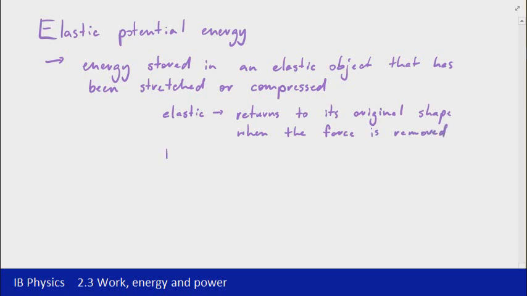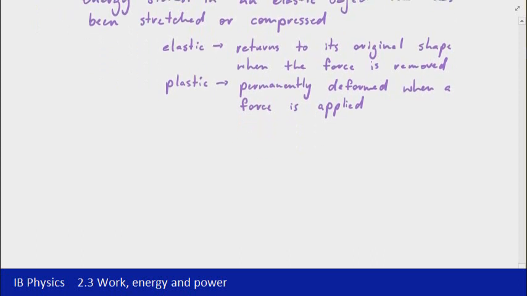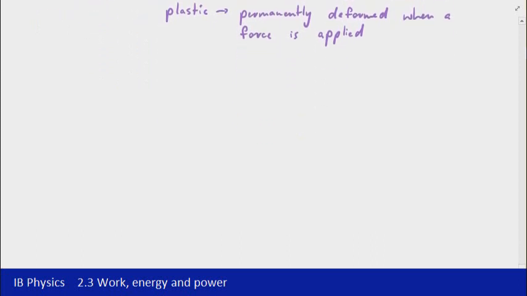The other term that we use that's sort of opposite to that is plastic. And we could just write that it doesn't return to its shape. A better way to describe it is that it will be permanently deformed. And by deformed, we just mean that it's not going to return to its original shape. So permanently deformed when a force is applied. So just be aware of those two terms when we're dealing with elastic objects or things that aren't elastic. So plastic meaning that it doesn't return to its original shape. So you can't store elastic potential energy in a plastic object.